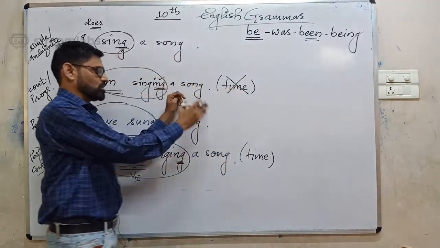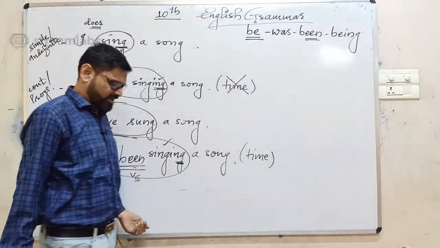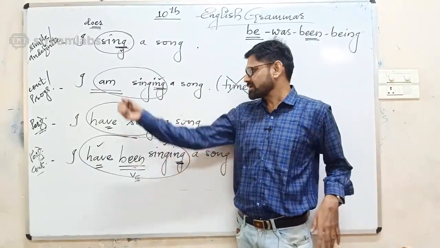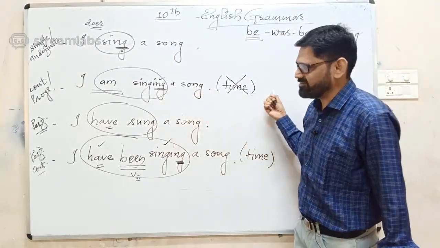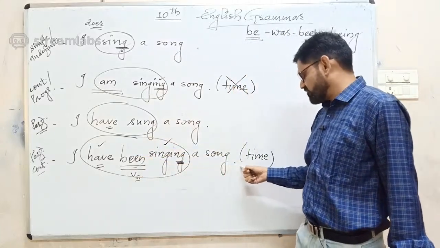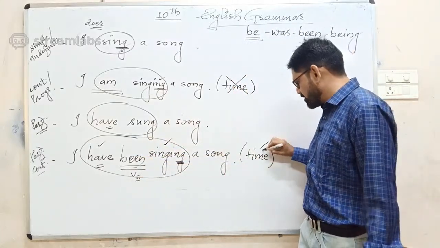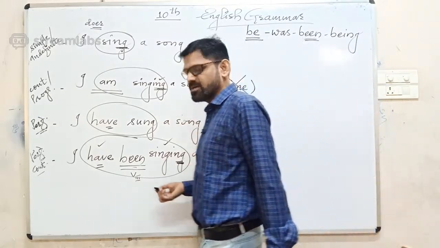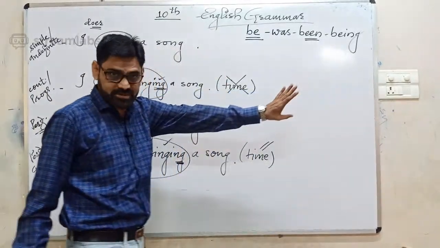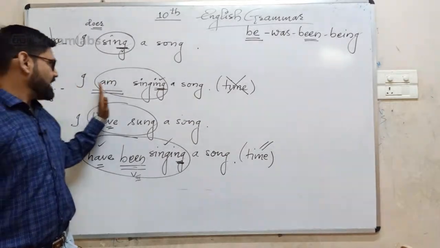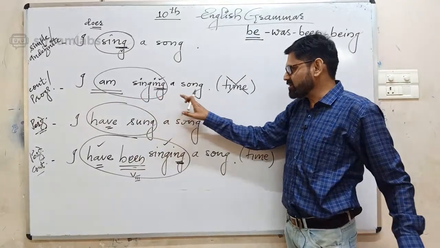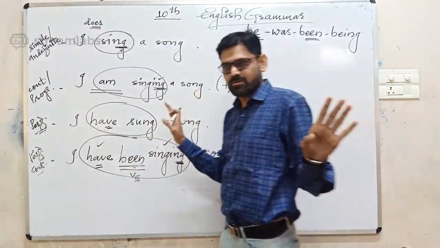A time word cannot be used here, should not be used here. Although in spoken language it is acceptable, that is not correct. It is incorrect: I am singing a song for the last half an hour. No. I have been singing a song for the last half an hour, or any word that shows time should be used here. I have been living in Gondia for the last 20 years, someone says. I am living in Gondia for the last 20 years. I am living in Gondia since 1985.